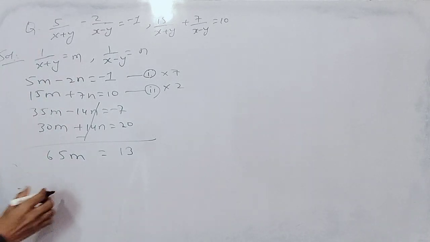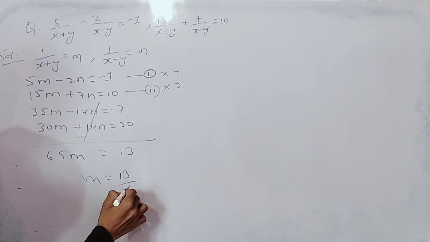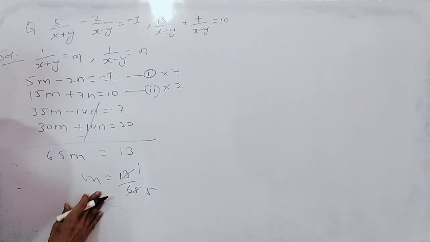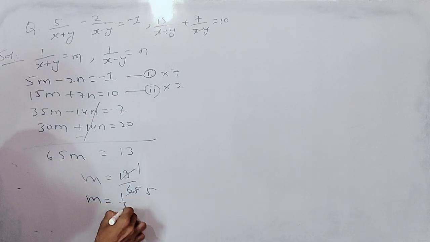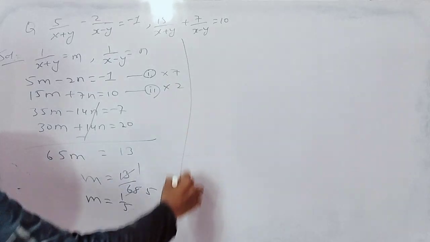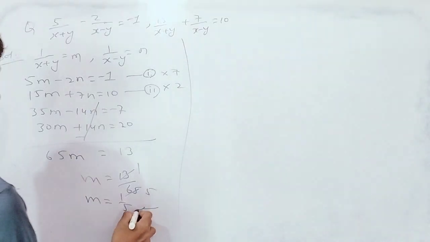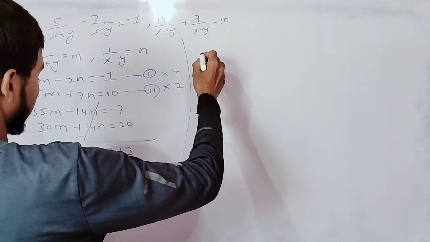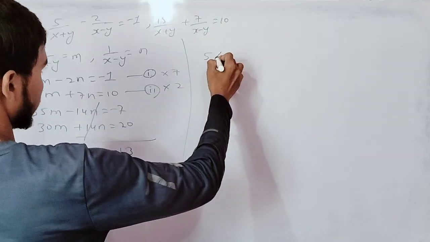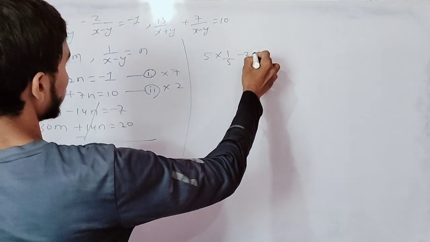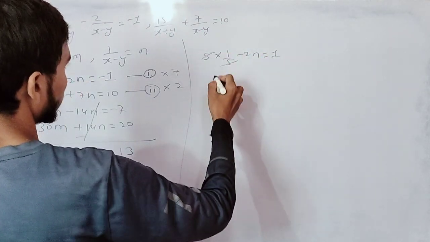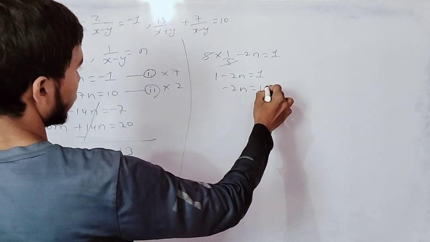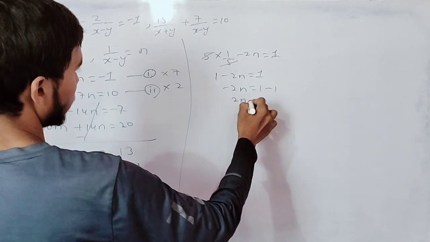Now, n is equal to 13 upon 65, 1 upon 5. N came as 1 upon 5. We will substitute this in an equation. 5 multiplied by 1 upon 5 minus 2n is equal to 1 minus 2n.